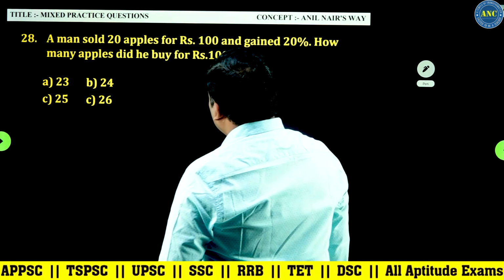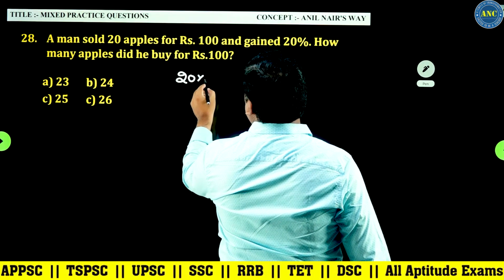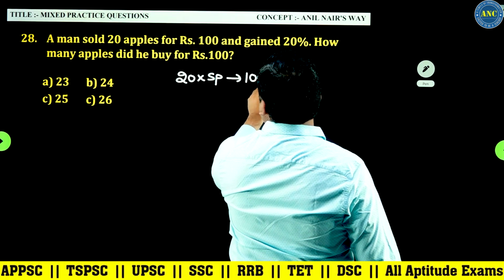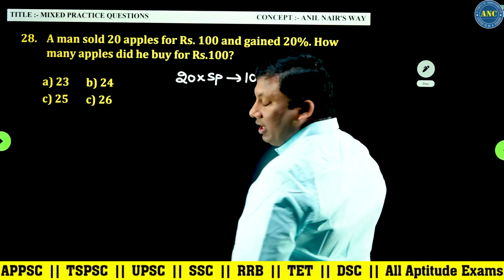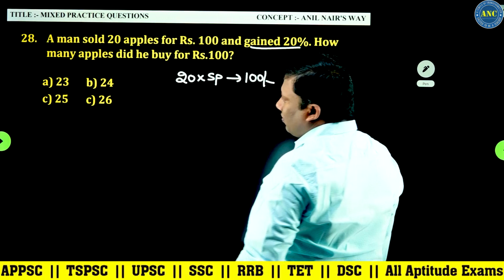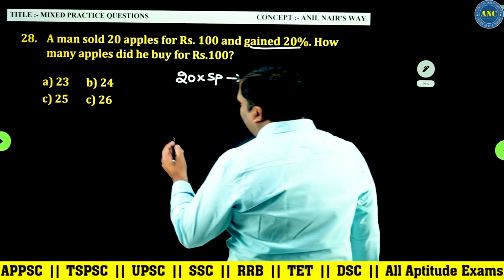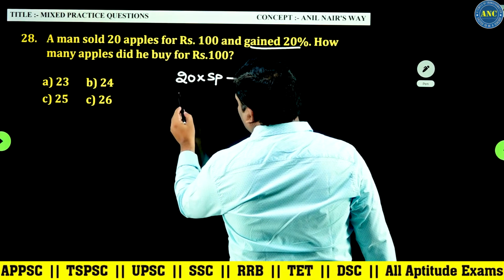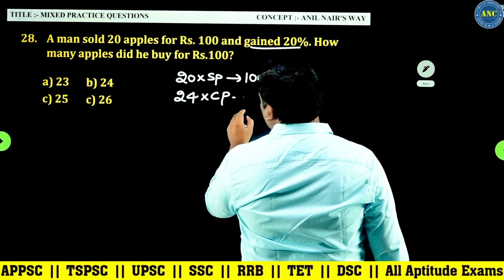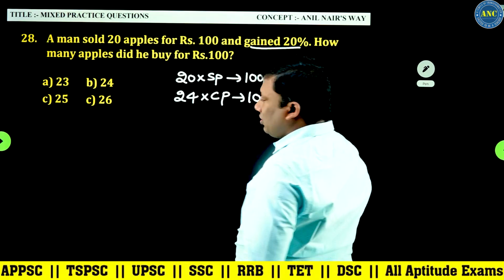A man sold 20 apples for 100 rupees. 20 apples selling price is 100 rupees. And he got a gain of 20%. Profit percentage is 20%. How many apples did he buy for 100? What we'll do is use the answer options. Assume he purchased 24 apples for 100.